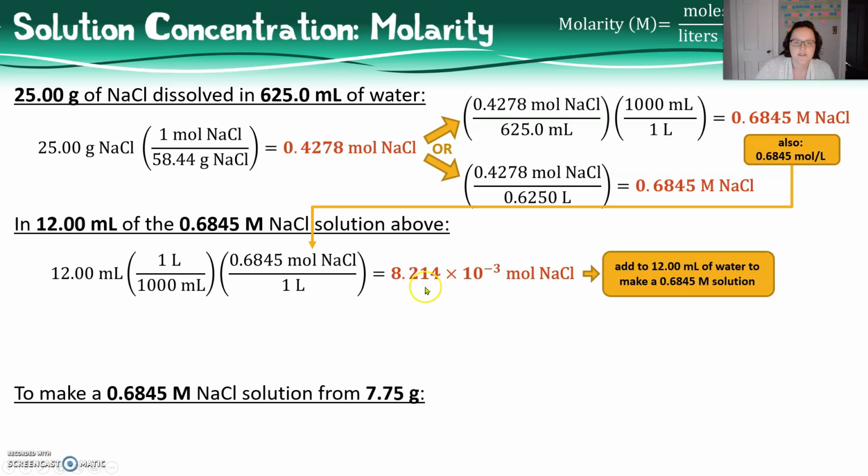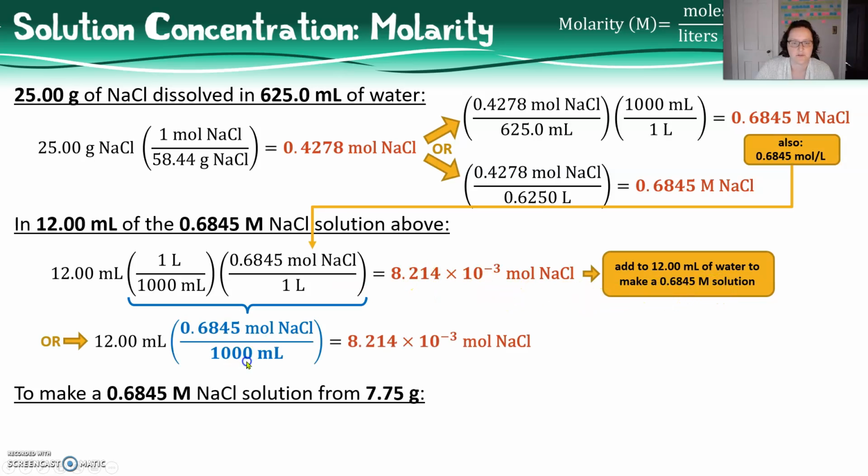Or you could also think of this as the amount of sodium chloride that needs to be added to a 12 milliliter volumetric flask when creating 12 milliliters of a 0.6845 molar solution. Now, often I will combine the milliliters to liters conversion with the molarity as shown here, to take care of both conversions in one conversion factor. And this also gives the same answer.